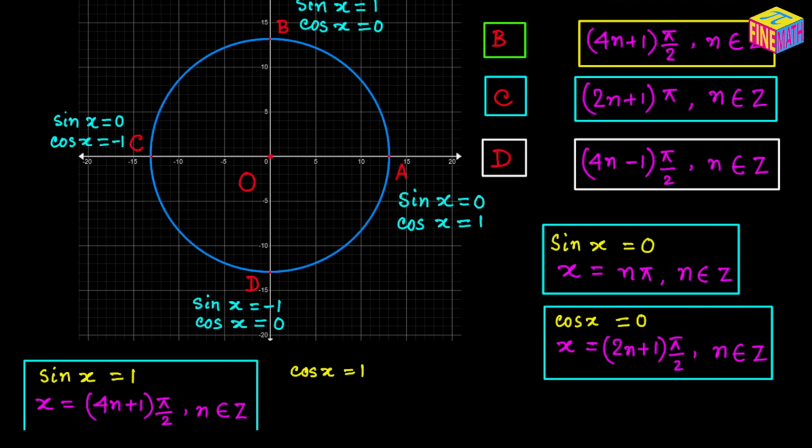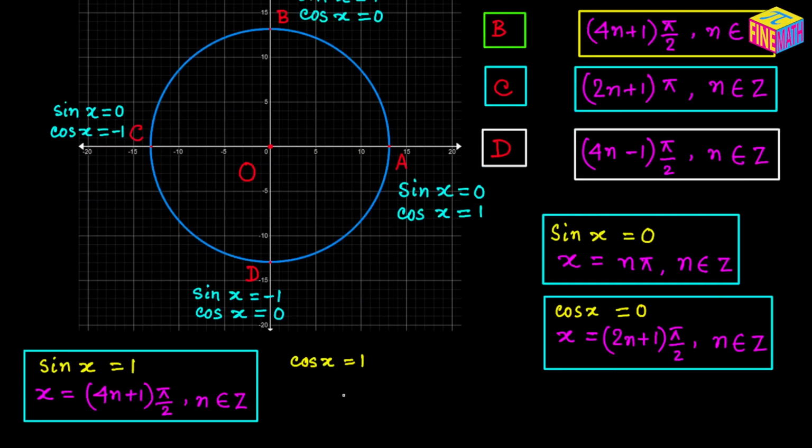Well, that would be equal to 2n pi. So then we can say that x would be equal to 2n pi, where n is an integer. Next, we are going to see where sine x could be negative 1.